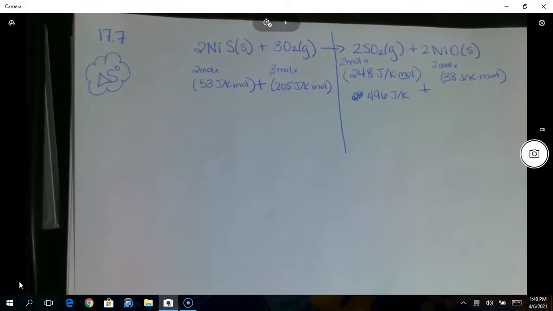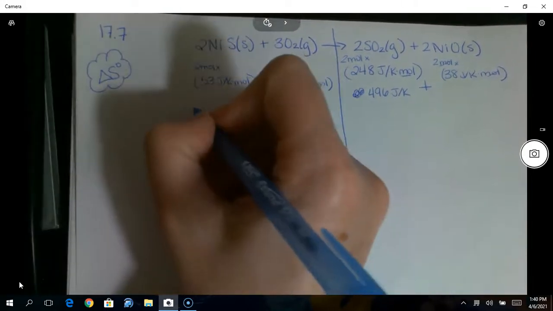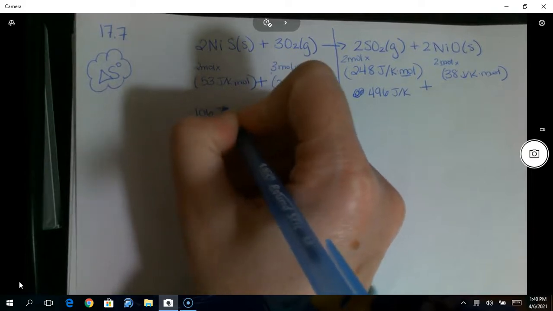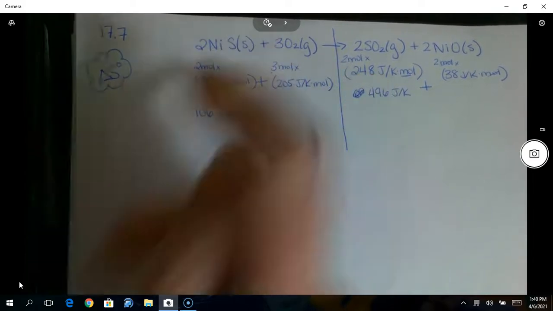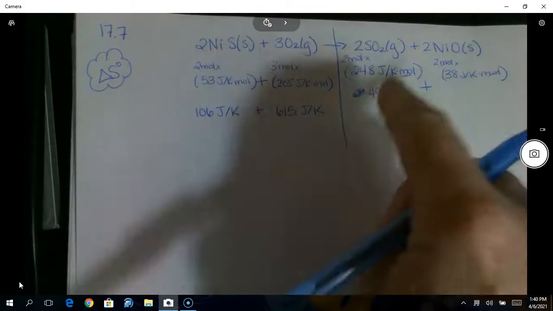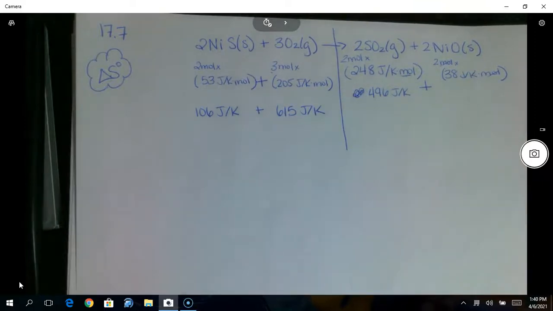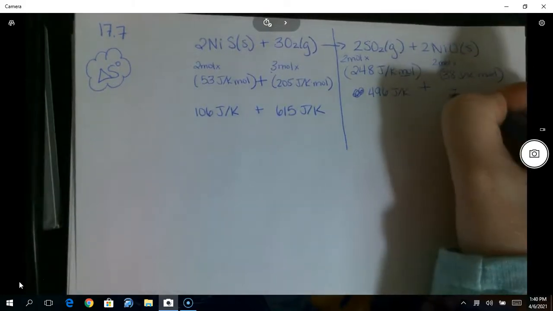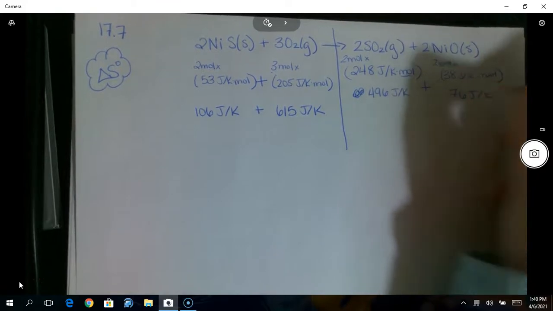So I have 2 times 53, so this is going to be 106 joules per Kelvin, plus 3 times 205, and that's going to be 615 joules per Kelvin. Over here, I'm just going to check my math. Oh, good, I did it right. And then I have 2 times 38, so this is 76 joules per Kelvin.